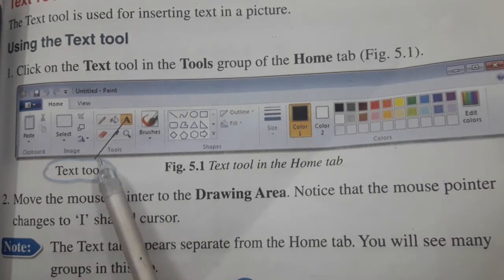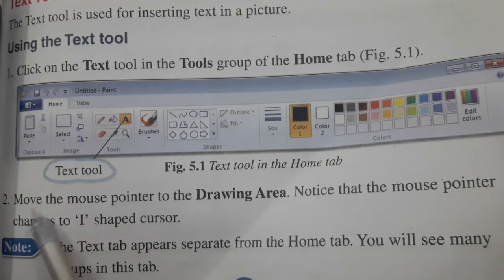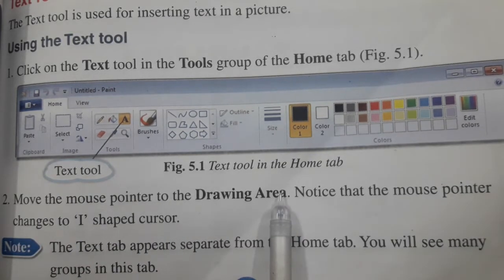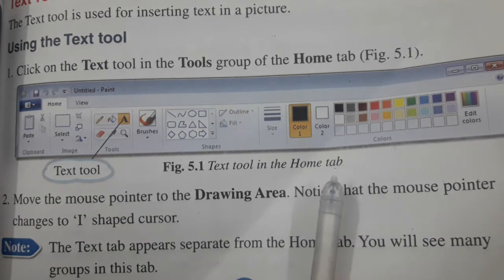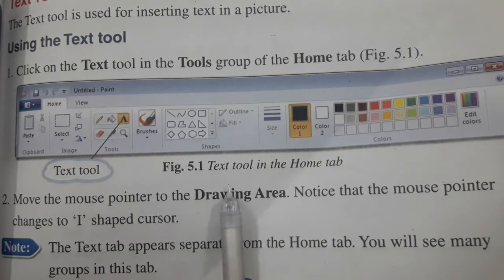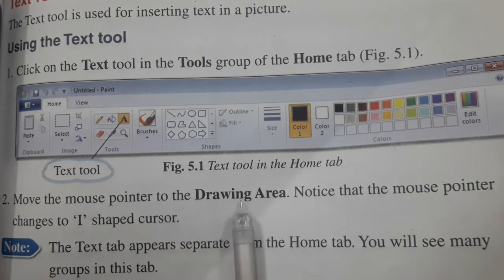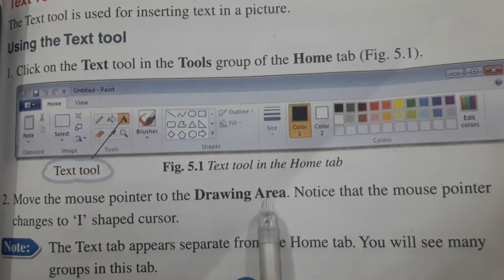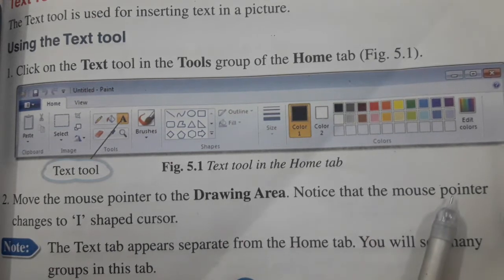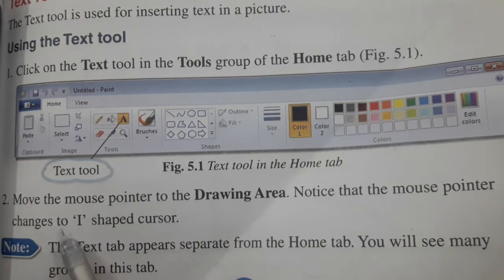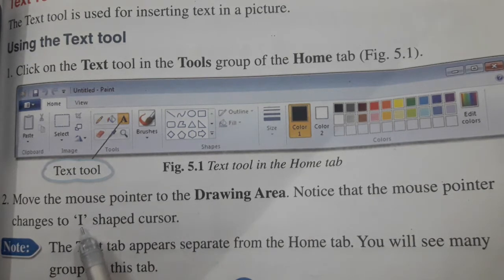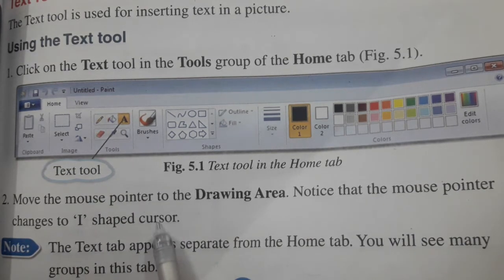Number 2, move the mouse pointer to the drawing area. Now, which is your drawing area? So you will move the pointer to the drawing area. And notice that the mouse pointer changes to an I-shaped cursor.